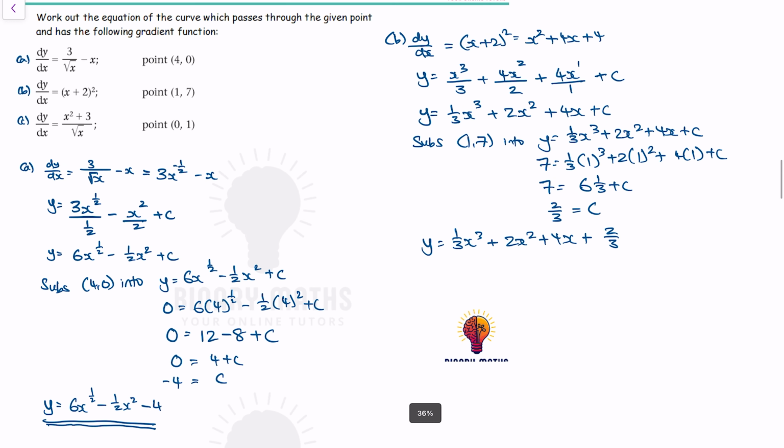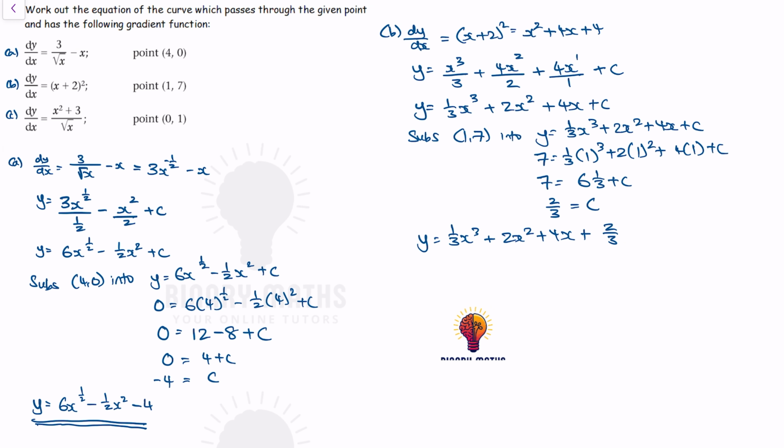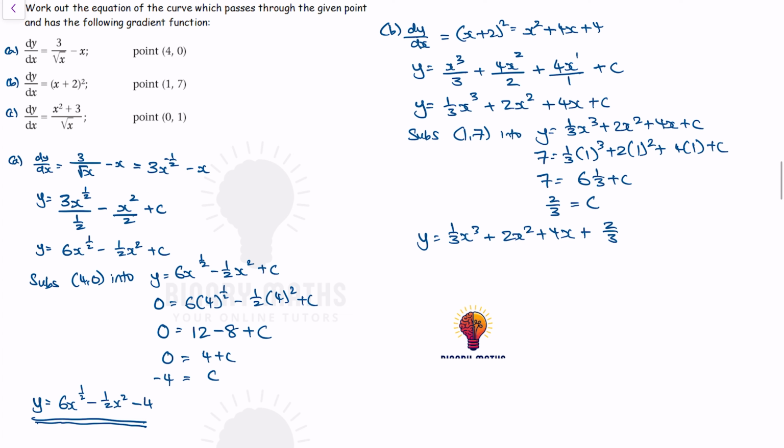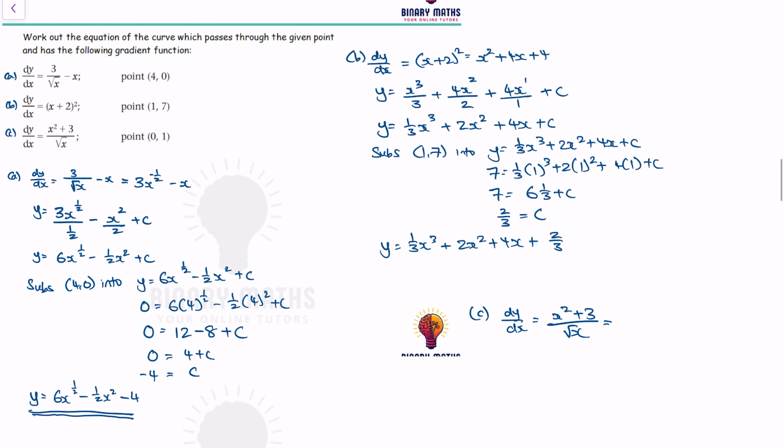Okay, let's go to c now. Okay, c is dy dx is equal to x squared plus 3 over root x, which is the same thing as x squared over root x plus 3 over root x, which is the same thing as x to the power of 2 take away a half, which is 3 over 2, plus 3x to the minus a half.